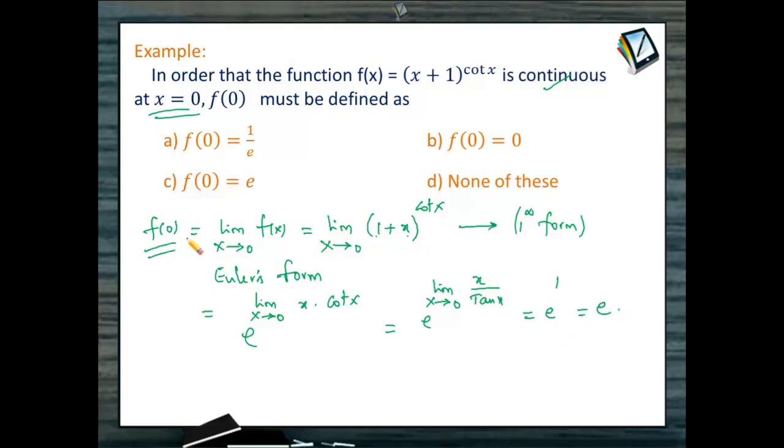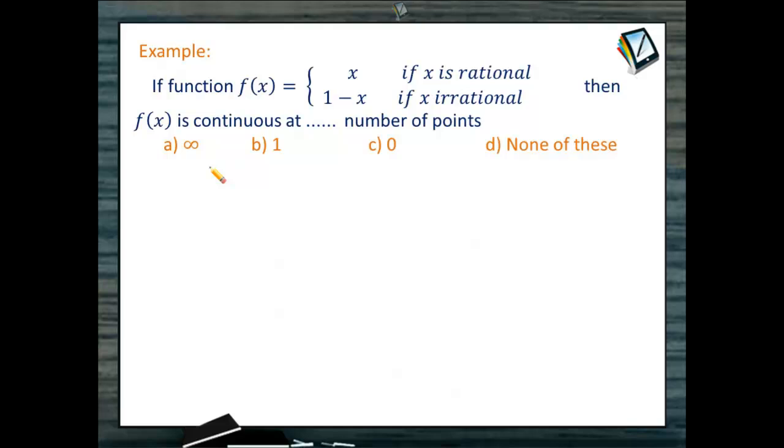So what is the f of 0 value coming? F of 0 value is e, so that the function is continuous at the point. So which option is this satisfying? The option given is f of 0 must be e, that is option C for us. Let's see one more problem on this.